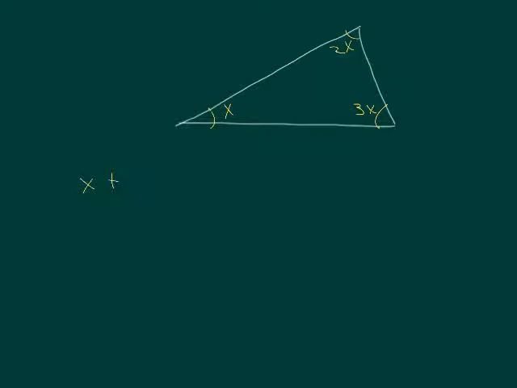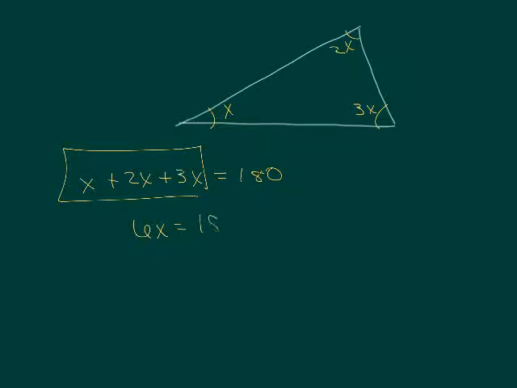So X plus 2X plus 3X equals 180. If we add our X's, we have 6 of them. X plus 2X is 3X, plus 3X is 6X equals 180. Divide by 6, divide by 6, cancel, X equals 180 divided by 6, which is 30 degrees. One important thing is what the story problem asks you to do. Does it just ask me to find what X equals? No. It says find the measure of all 3 angles.